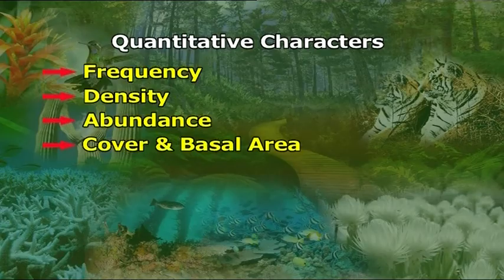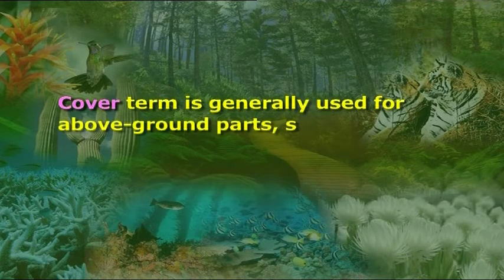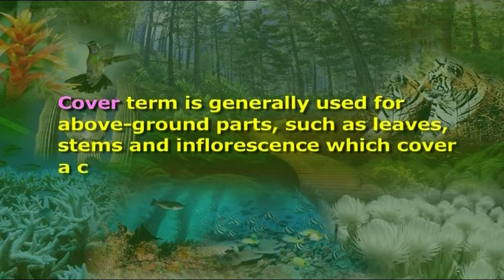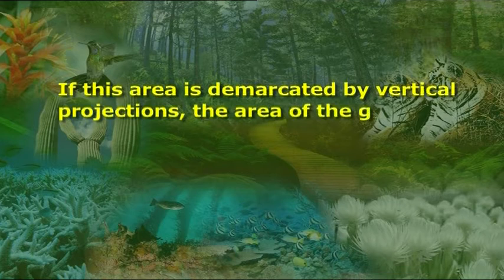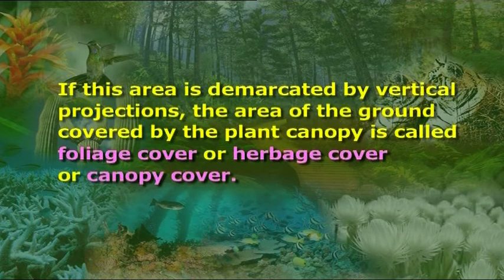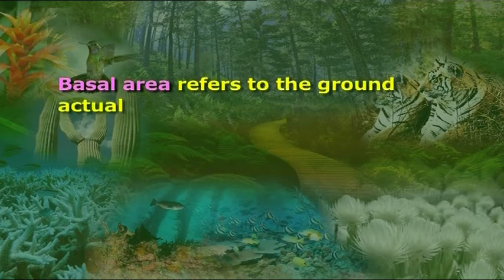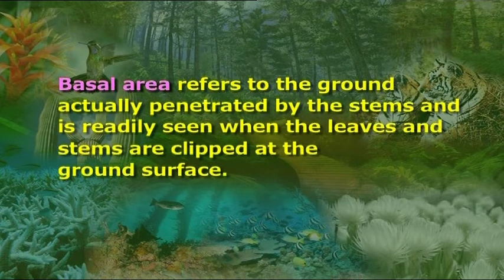Cover and basal area. Quantitative values of frequency, density, etc. do not give correct information on the distribution of a species due to different growth forms. So, such values are to be supplemented with other characters like cover and basal area. Cover is generally used for above ground parts such as leaves, stems and inflorescence which cover a certain area. If this area is demarcated by vertical projections, the area of the ground covered by the plant canopy is called foliage cover or herbage cover or canopy cover. Basal area refers to the ground actually penetrated by the stem and is readily seen when the leaves and stems are clipped at the ground surface.